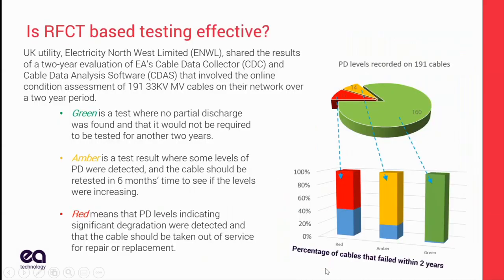Question always comes up: is this really effective? Just clamping something on the ground. How can that help? Here's an example from a UK utility, Electricity Northwest, if you know them. They were evaluating the technology. They tested 191 33 kV cables, and they evaluated it themselves. And they did the evaluation into 3 categories. Green means there's nothing really going on. Amber is something we should look at a little closer, but it's not a crisis. And red means I've got dangerously high PD levels.